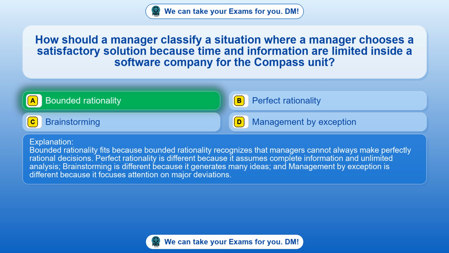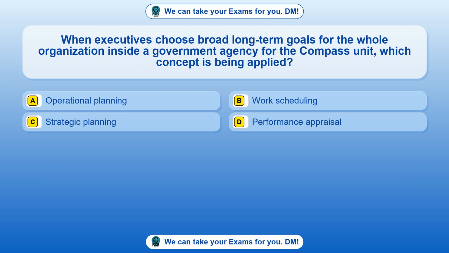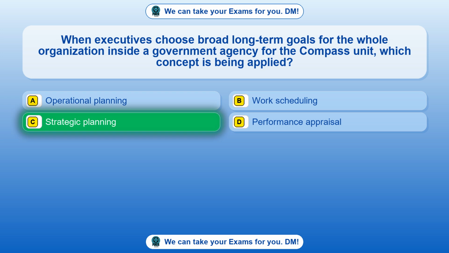Question 73. When executives choose broad long-term goals for the whole organization inside a government agency for the compass unit, which concept is being applied? Option A, operational planning. Option B, work scheduling. Option C, strategic planning. Option D, performance appraisal. The correct answer is option C, strategic planning.